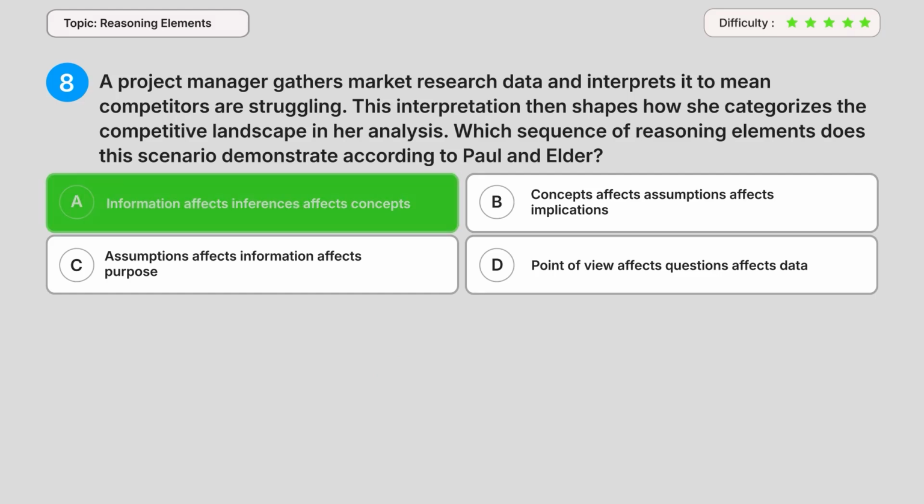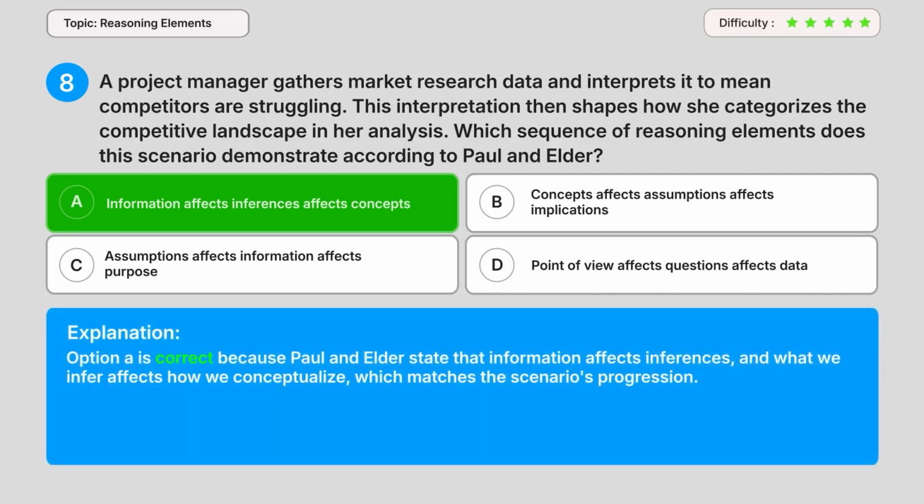Correct answer, A. Information affects inferences affects concepts. Explanation. Option A is correct, because Paul and Elder state that information affects inferences, and what we infer affects how we conceptualize, which matches the scenario's progression.